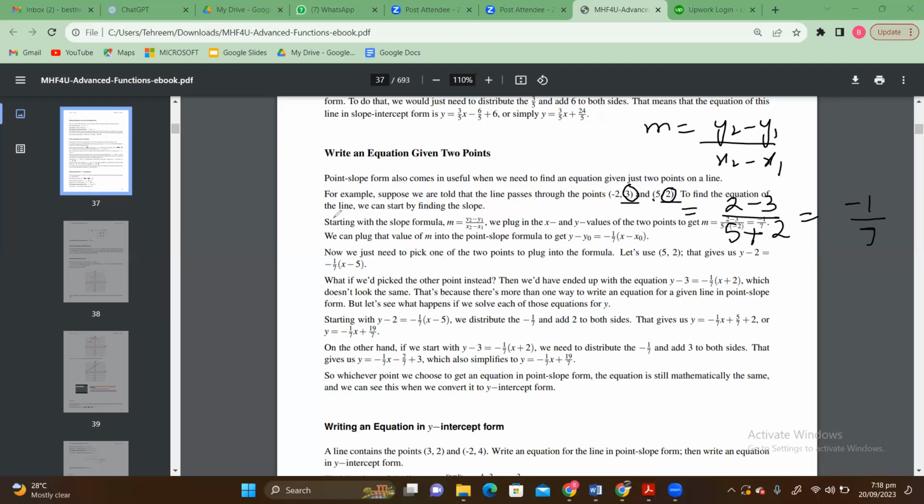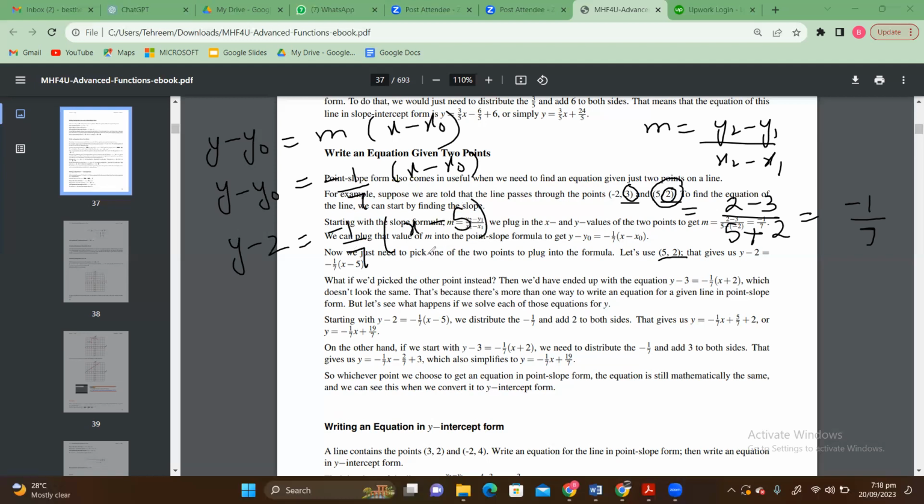And now we need to put the value of m in the point slope formula. y minus y naught is equal to m, that is -1 by 7, times x minus x naught. So the formula to find m is different from the point slope formula. Now we just need to pick one of the 2 points to plug into the formula. Let's use (5, 2), the second point. So how are we going to use it? y minus 2 is equal to -1 by 7, x minus 5.